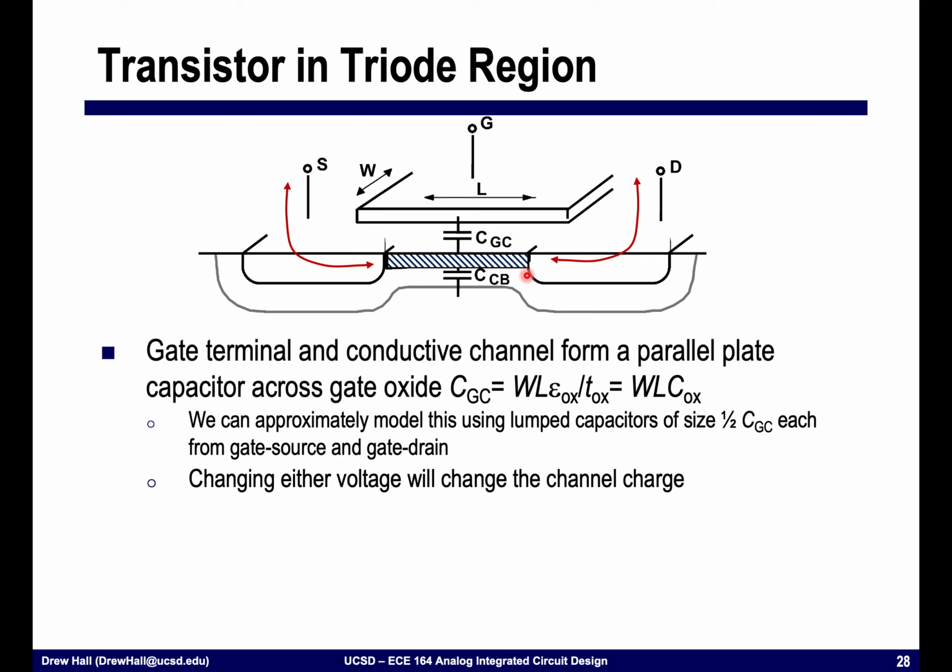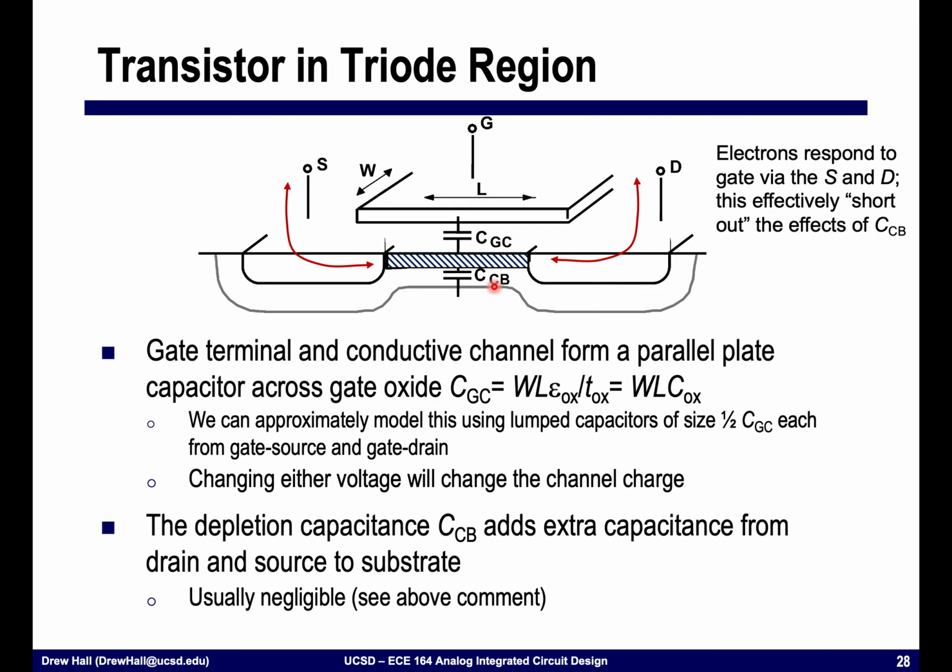This other capacitance, this channel to body capacitance, we're going to calculate in just a second. It's really due to the depletion region that's being formed between the channel and the body. When the channel is on, it's usually negligible, especially relative to this parallel plate capacitance that I have sitting up here, and so we usually won't deal with this much. But there was a question asked about the CCB, and I hope that this clears it up.